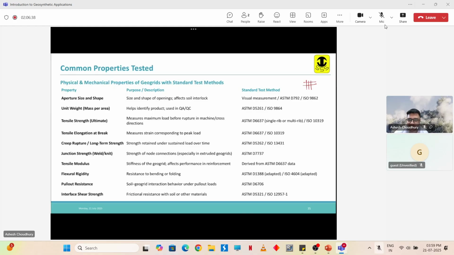Then you have the mass. This helps identify the product used in quality analysis, quality assurance or quality check.